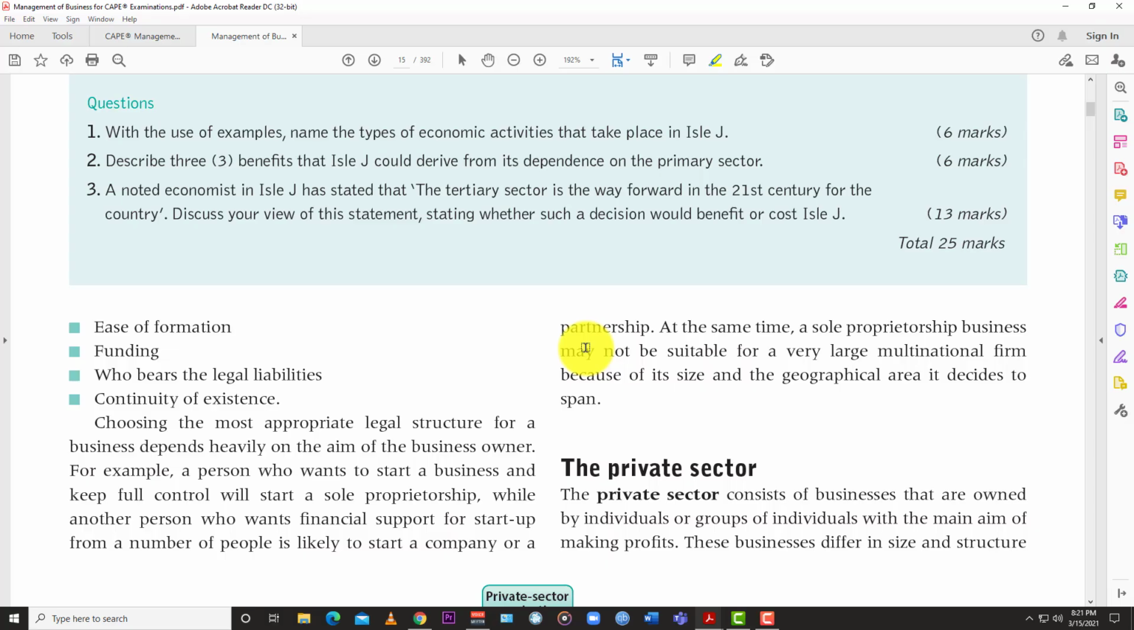And the partnership goes up to about 20. So you can have about 10 of your best friends or 10 of your closest friends or family helping you to raise capital, things like that.